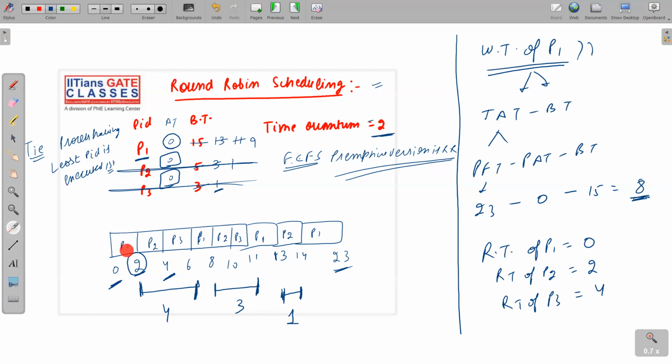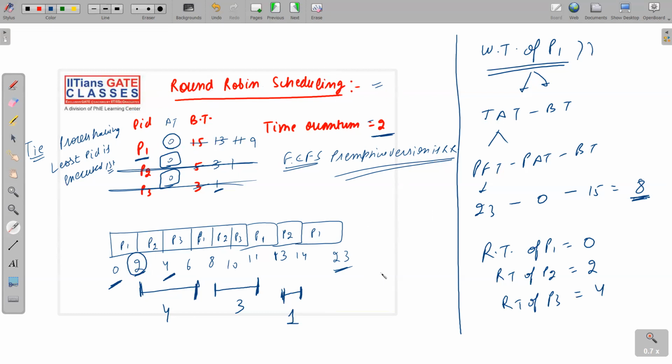very, very less. So P1 has immediately started, then after 2, the CPU was given to P2. So obviously the response time of P2 will be only 2. If P1 was executed completely, after 15 I would give the CPU to P2, so it has to wait till 15. So the response time of P2 will be 15, and I do not want it. I want the response time to be really minimum. That's why I'm using the round robin scheduling algorithm. That is the biggest advantage of round robin scheduling.